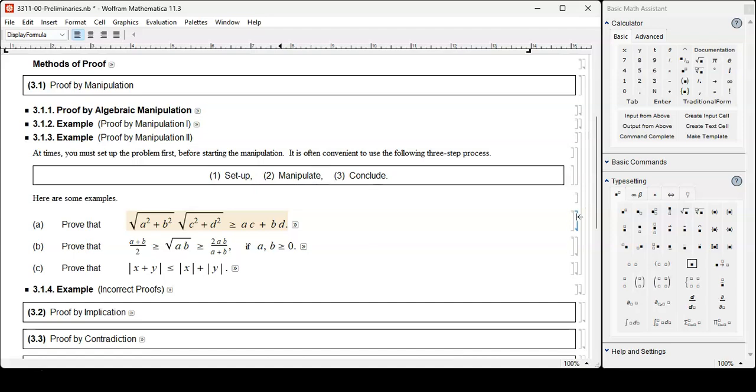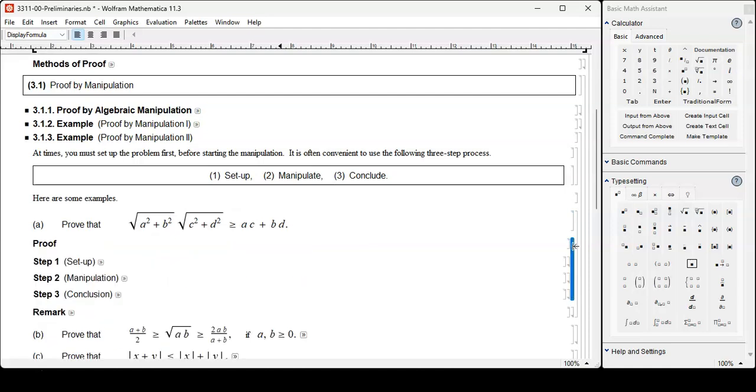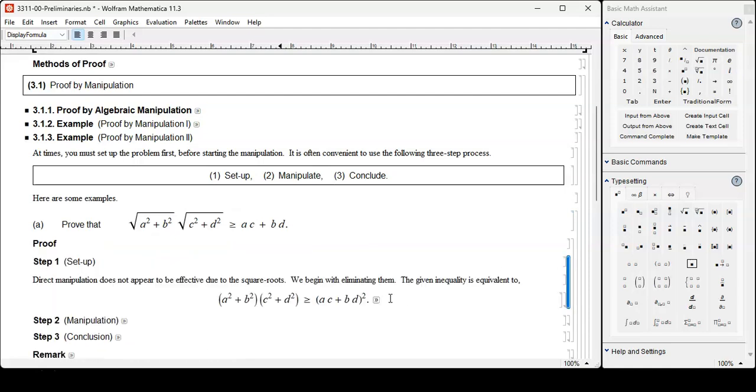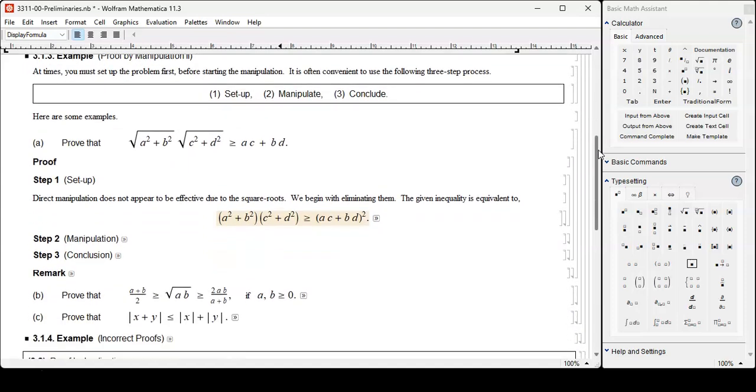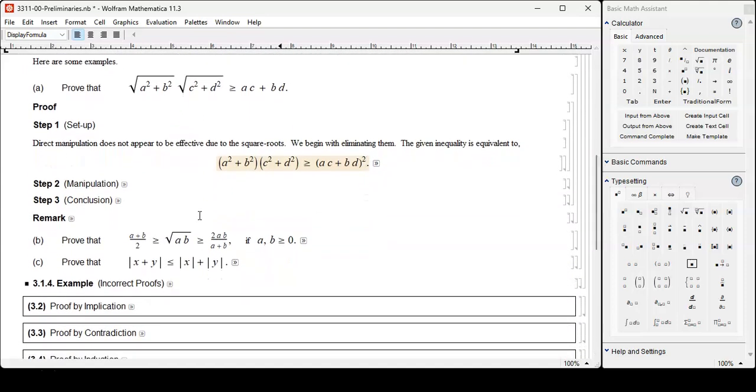So setup, how do you set up? Square both sides, and you're going to get this inequality, and that's the starting point. This is logically equivalent to this. So that's the setup, and then you can do algebraic manipulation from here. We went through a couple of directions, starting from the left-hand side and manipulating, eventually going to the right-hand side, or vice versa. From the right-hand side, move on to the left-hand side.